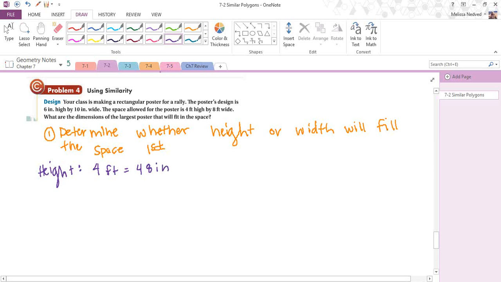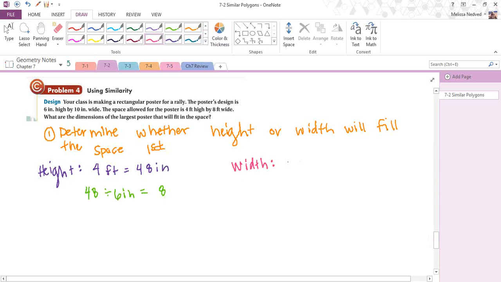So how many times should I multiply my design, which has a height of 6 inches, to get to 48 inches? To solve that, we're going to do division. How many multiplications can I do to fit this 6 inches into the 48 inches? 48 divided by 6 gives us 8. That means for the height, I could blow up my design 8 times. I can make it 8 times as large as the original one, and it will fit exactly as the height of the poster. So now let's check it for the width.